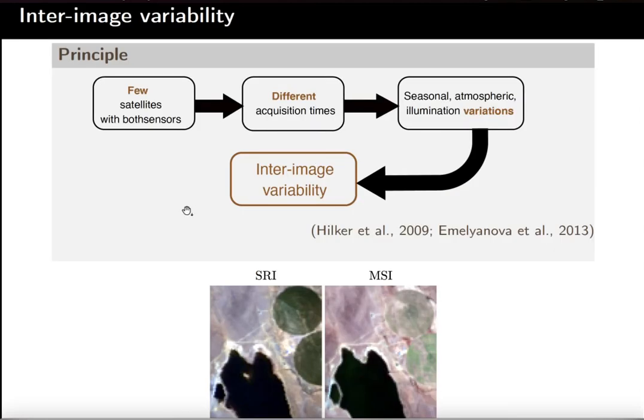Let me start with the problem at hand. As I quickly mentioned earlier, in practical scenarios, there are few satellites that embark both hyperspectral and multispectral sensors. As a result, most of the time, the two observations are acquired at different times, resulting in seasonal, atmospheric, or illumination variations, a phenomenon that is called inter-image variability. For example, in the figure below, we can see the variability around the crops and a little bit around the lake area.